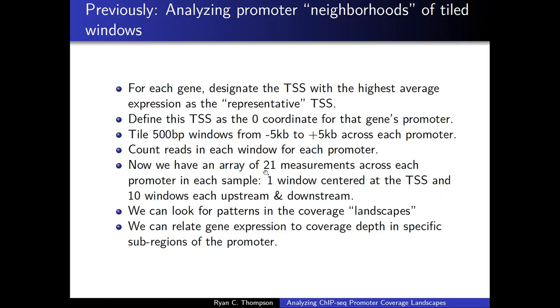So now I have 21 windows times however many tens of thousands of promoters, times 32 samples times 3 histone marks. So then I can look not just at the total coverage of the histone mark ChIP-seq in that promoter, but I can look at where the coverage falls in that promoter: upstream, downstream, or right at the TSS. And then hopefully I can relate that to gene expression in some meaningful way.